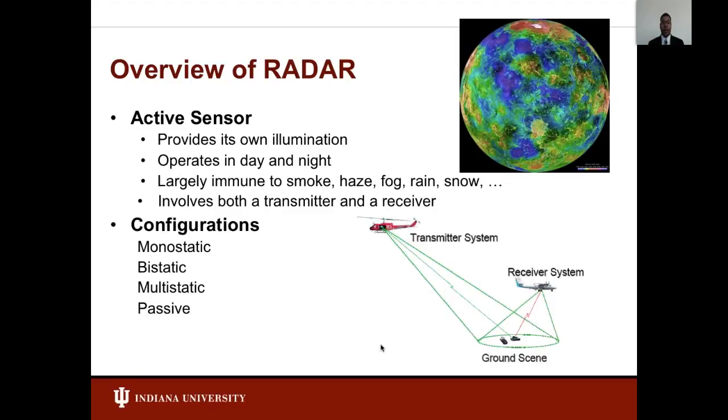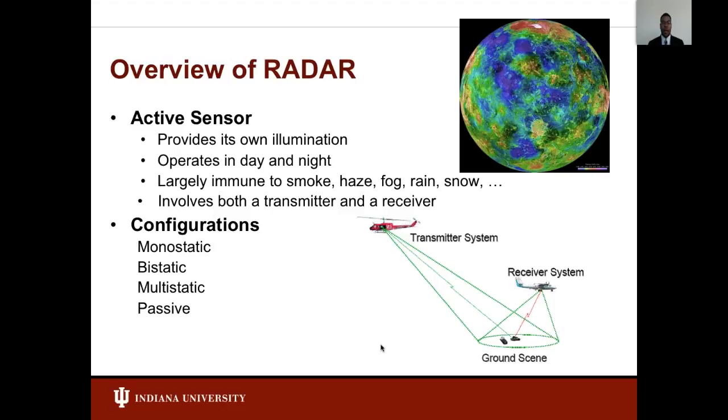Radar is an active sensor, and you know from the lesson on remote sensing that active sensors provide their own illumination, which can operate in either day or night. Also, a radar can be configured using either a monostatic, bistatic, multistatic, or passive mode.